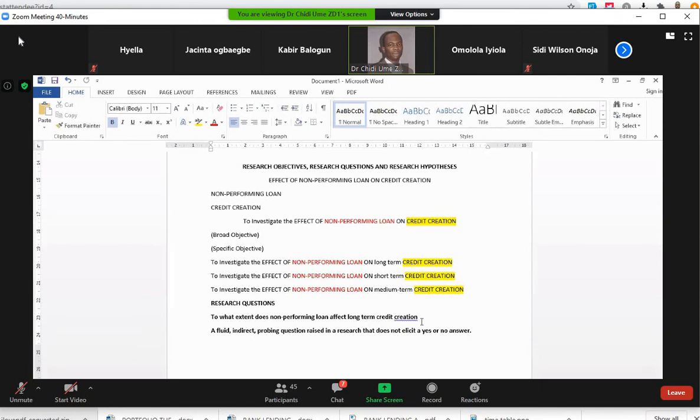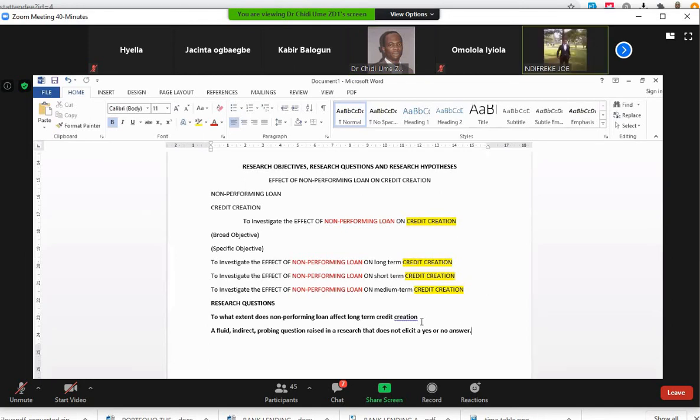Yeah? Okay, noted. The question is fluid. The question is what? Indirect. The question is what? Probing. And then it is raised in a research, and it is not expected to elicit a yes or no answer.